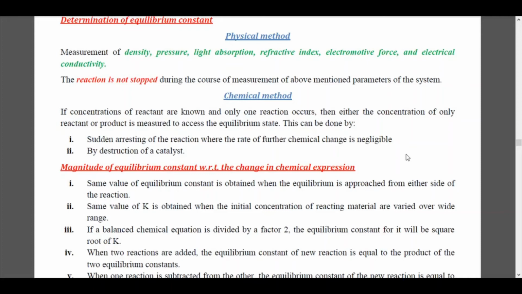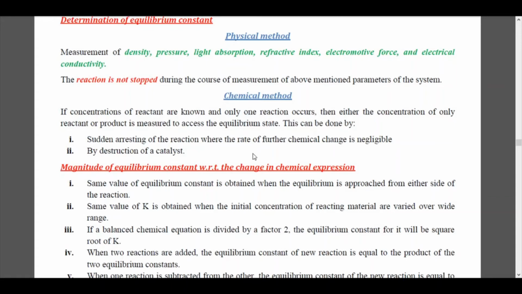Otherwise, one can use a chemical method also. What happens in a chemical method? In the chemical method, generally the concentration of either the reactant or any of the products is measured at periodic intervals. So how do you do that? You have to stop the reaction. In the chemical method, you have to stop the reaction, a sudden arresting of the reaction, so that the rate of further chemical change is negligible and the reaction comes to a standstill. Then only you can measure the concentration of either the reactant or the product.